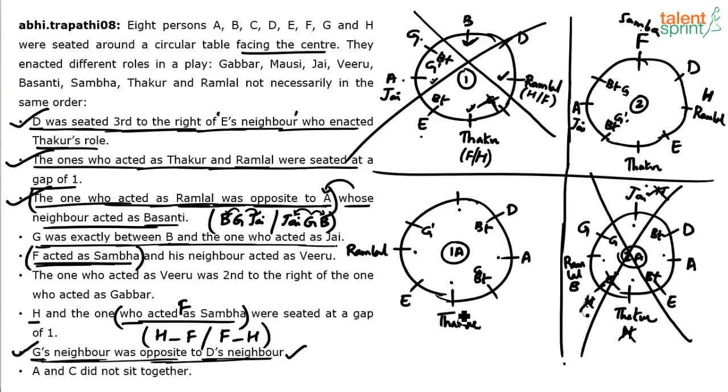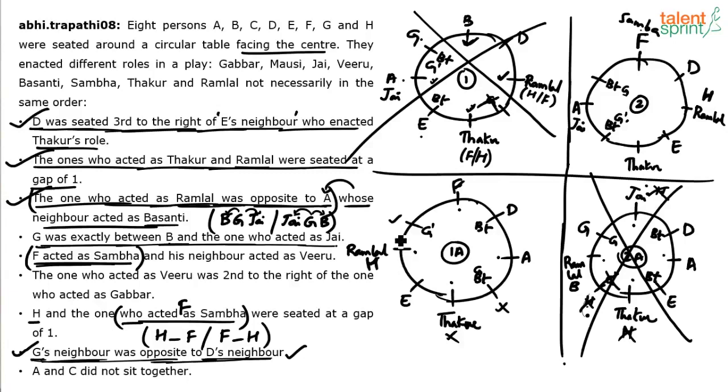Now try in case 1A. Positions available for F are 1, 2, 3, 4, and 5. Can F come in Thakur's place? No, F is Samba. Can F come here? If F comes here, H should either be here or here. That also is not possible because this is E and this is D. So 2 places are ruled out. Can F come here? No. If F comes here, H should come here or here. So that's possible. F can come in this position, and H comes in place of Ramlal's position.